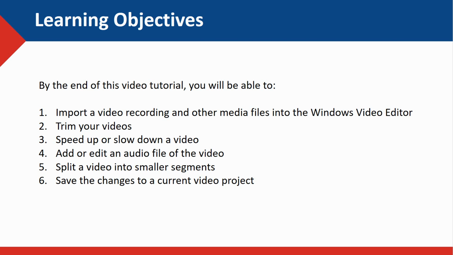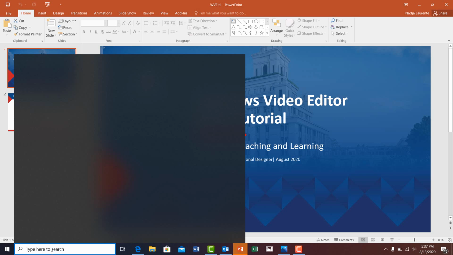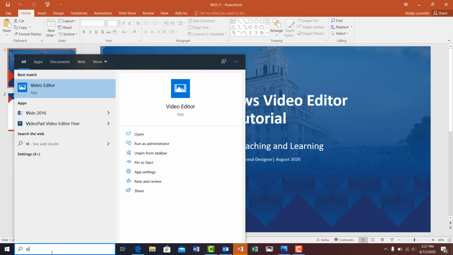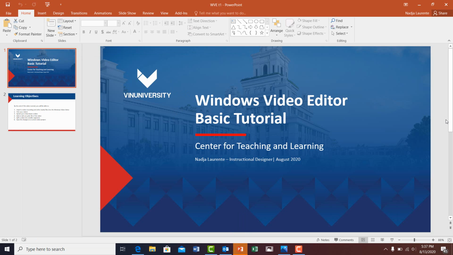For today, we are going to target the following learning objectives. By the end of this tutorial, you will be able to import a video recording or other media files into the video editor, trim your videos, speed up or slow down a video, add or edit an audio file of the video, split a video into smaller segments, and finally save the changes that you have made to a current video project. All right, so again, if you have Windows on your laptop or PC, you simply type video editor into the search field and you will be able to launch the app.